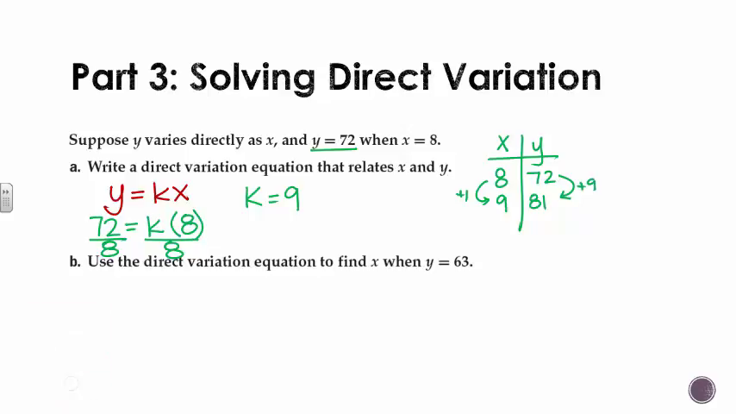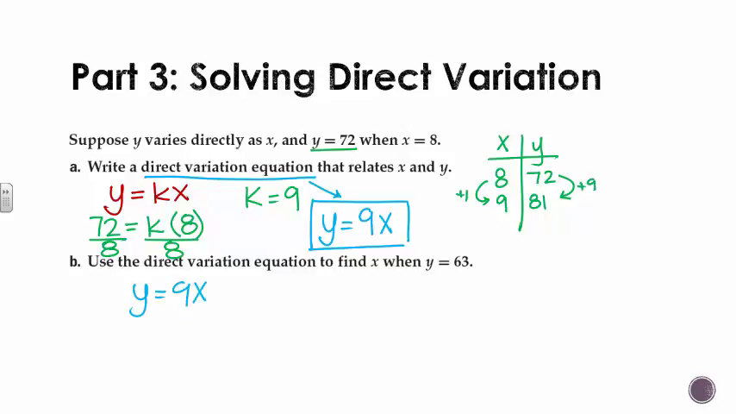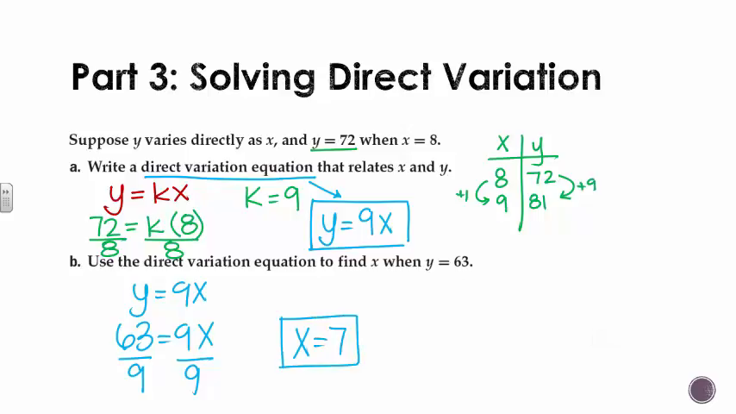But once you find your k, all you got to do is plug it in. Y equals 9x is my direct variation equation that relates these two. So now we're going to use this to find x when y equals 63. So all I got to do is plug in 63, use some algebra, and we end up with x has to be 7. So if we wanted to make a table, 63 and 7 would be there as well.